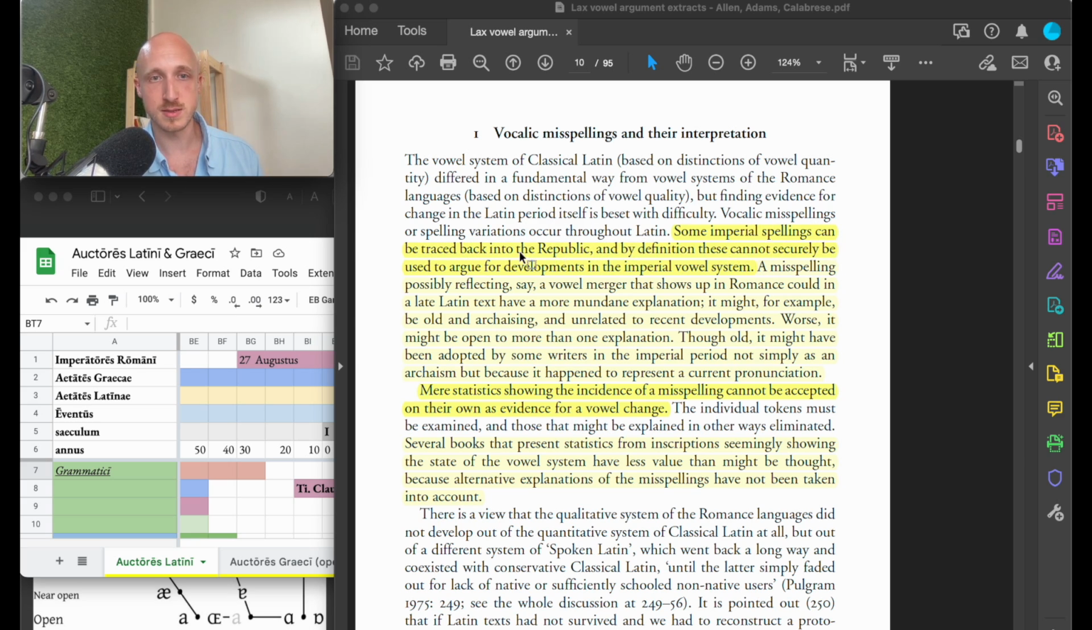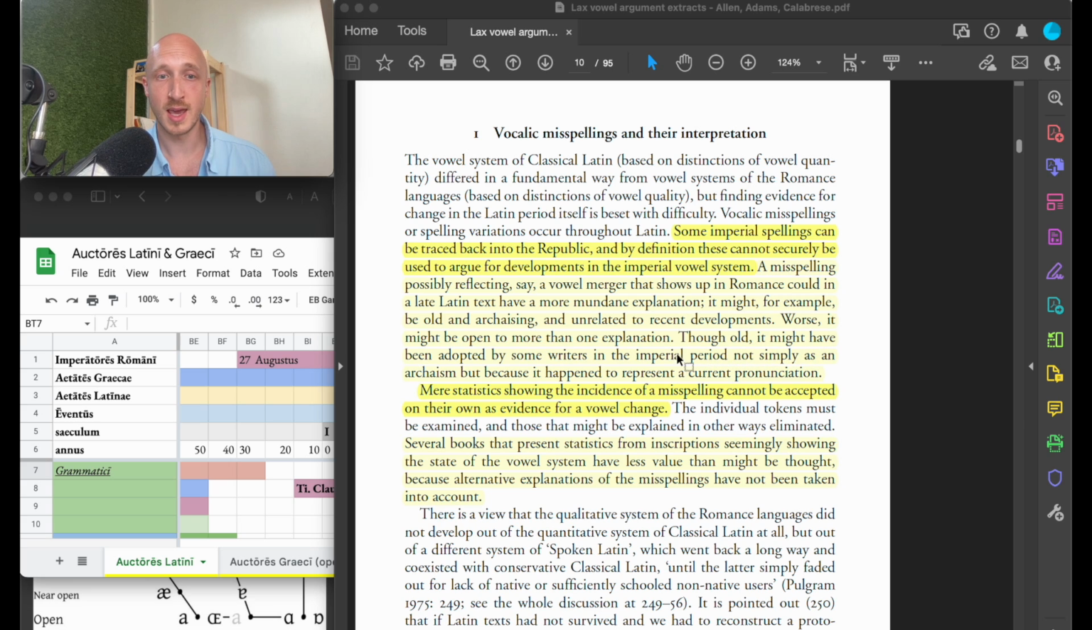Some imperial spellings can be traced back into the Republic, and by definition, these cannot securely be used to argue for developments in the imperial vowel system, which means they also can't apply to the Romance developments either. A misspelling possibly reflecting, say, a vowel merger that shows up in Romance could, in a late Latin text, have a more mundane explanation. It might, for example, be old and archaizing and unrelated to recent developments. Worse, it might be open to more than one explanation.